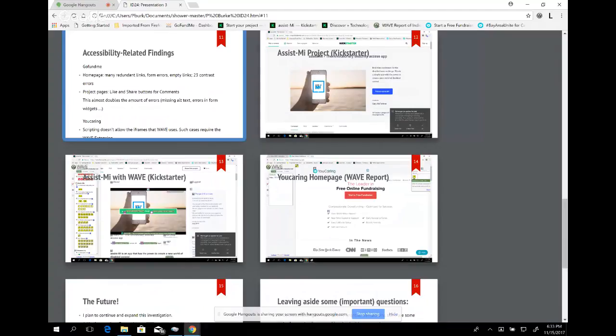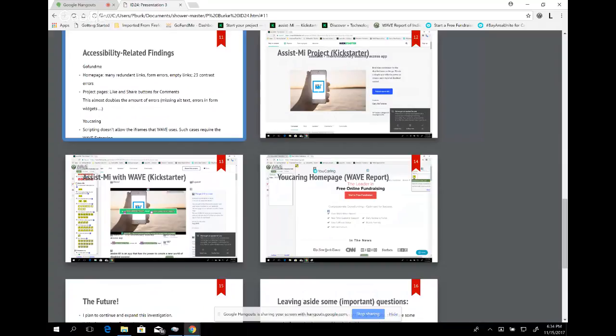All right, so GoFundMe has on the homepage one of those sorts of accumulations of small difficulties that cause the problem. You have many redundant links and form errors and empty links and 23 contrast errors. So that's not too fun. And then we have the project pages. However, they have these like and share buttons and comments you can leave, and all of those widgets have various problems. So the error counts are almost double for those pages. So that's not so great.